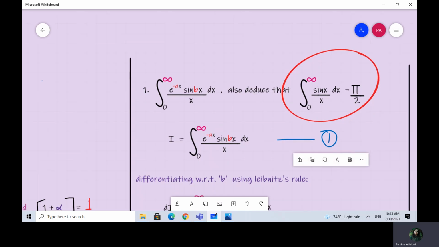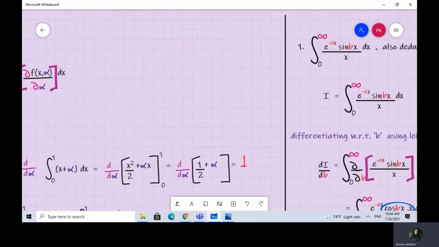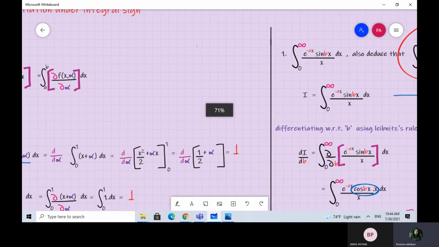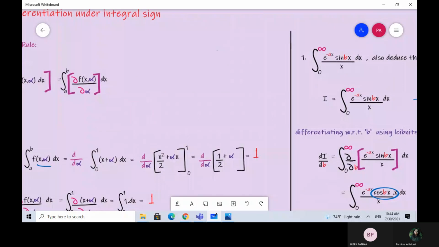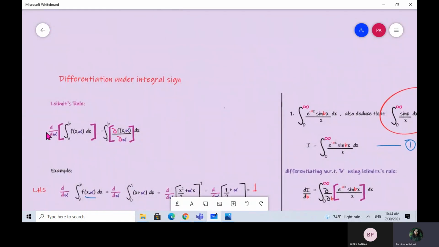So let's apply Leibniz rule. For differentiation, let's apply Leibniz rule. So this is your Leibniz rule. Now let me show you, and all of you just compare. Here is your Leibniz rule, right? Just compare here.